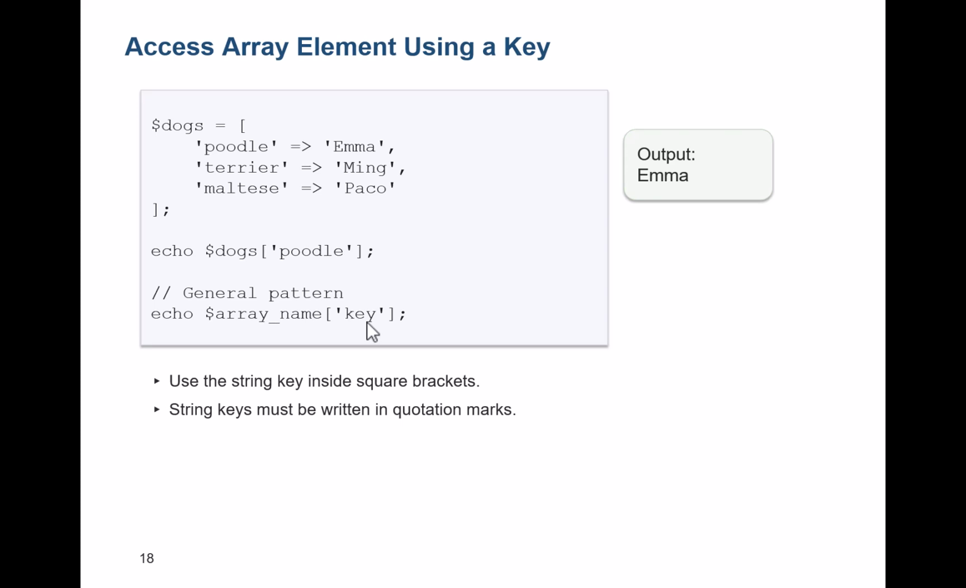A string key must be placed inside quotation marks. The square brackets access the element. The key inside the brackets identifies which element PHP should retrieve.